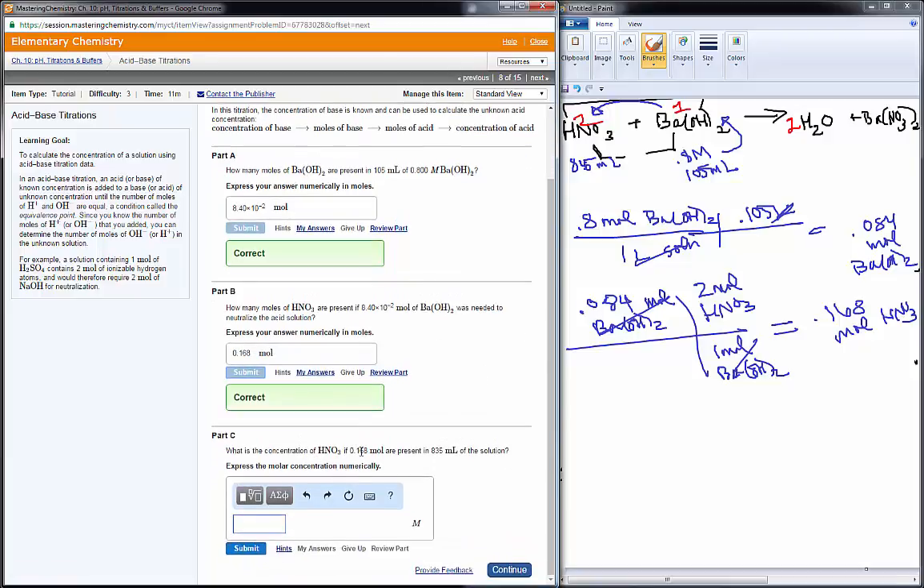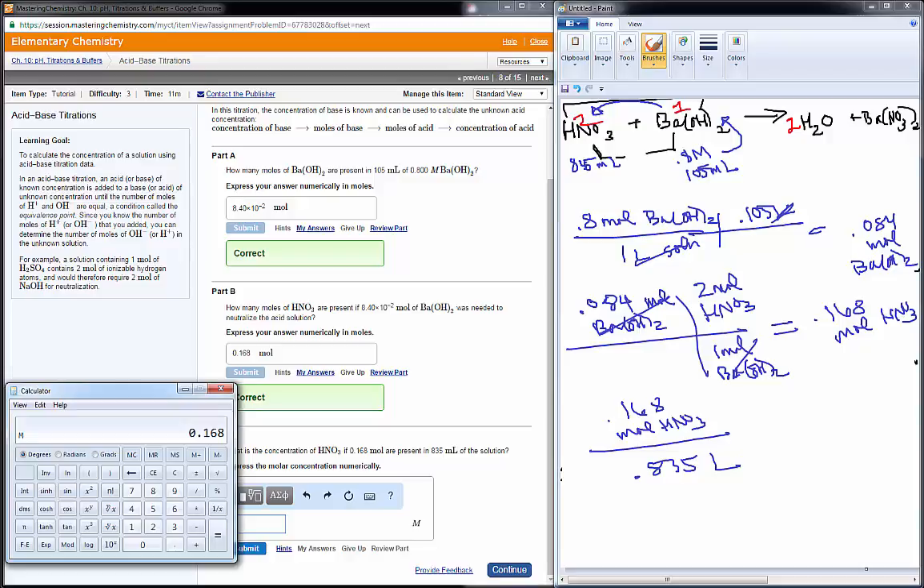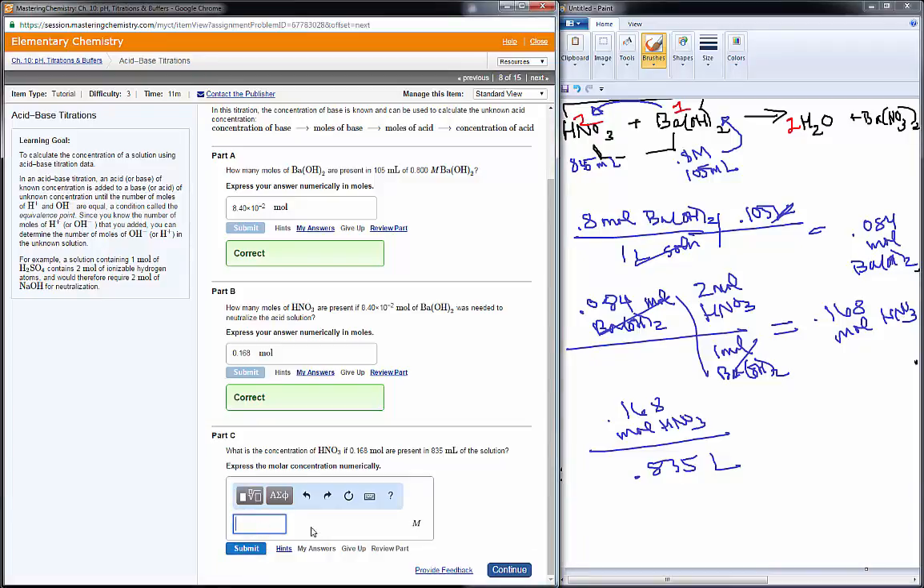So what was the concentration if I had this many moles and this many milliliters? Concentration is moles per liter, so I take 0.168 moles of HNO3, I need liters, so 0.835 liters of solution, and I get 0.201 molar solution.